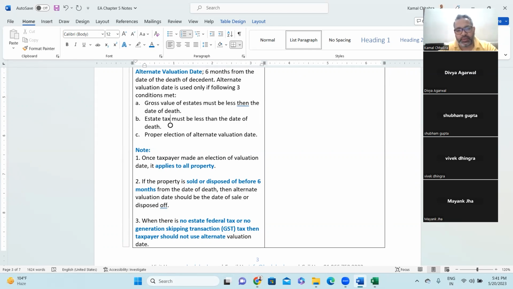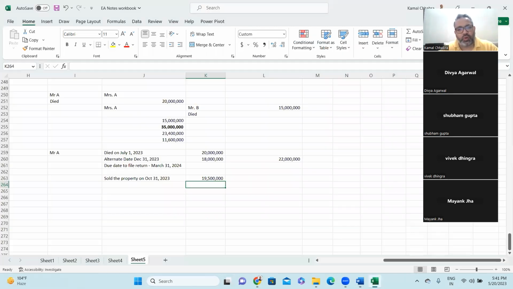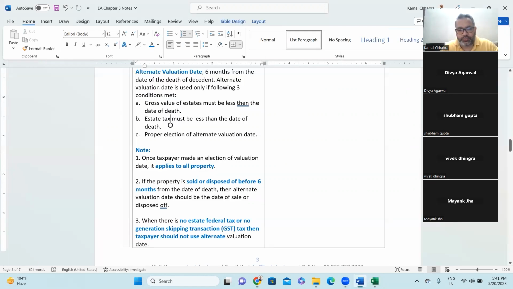Second point is, if the property is sold or disposed of before 6 months from the date of death, then the alternate valuation date should be the date of sale or disposal, which we have discussed in the example. If you have sold on 31st October, then 31st October can be considered as the alternate date if you have chosen the alternate date option.